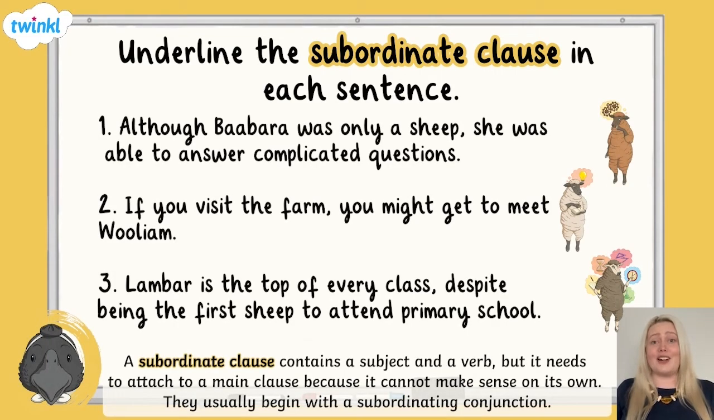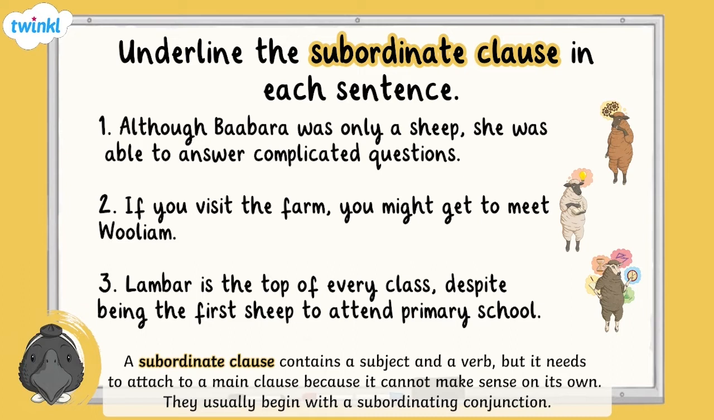Pause the video now and have a go. Do you have an answer? Great, let's take a look at the 3 sentences. Although Barbara was only a sheep, she was able to answer complicated questions. If you visit the farm, you might get to meet William. Lamar is the top of every class, despite being the first sheep to attend primary school.